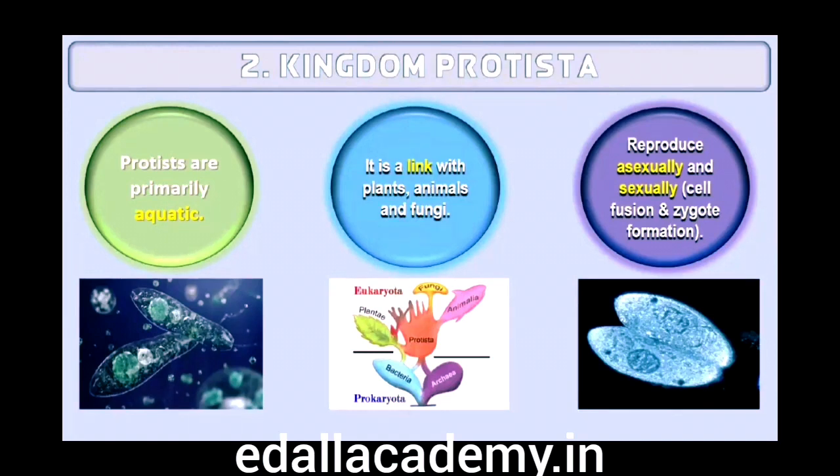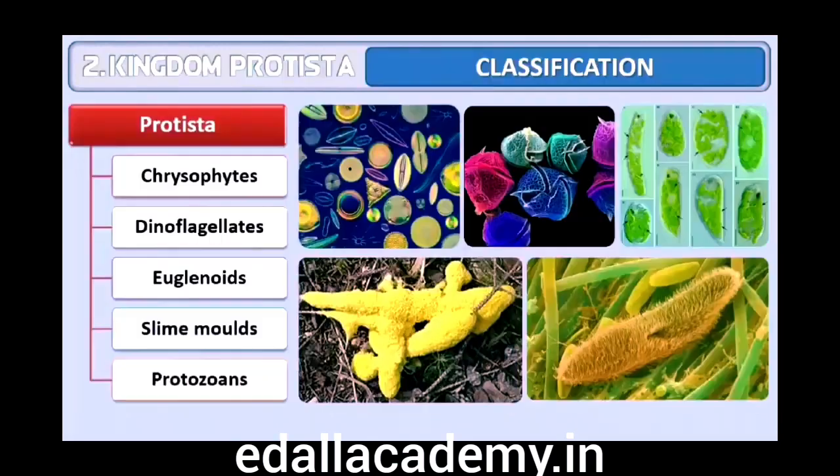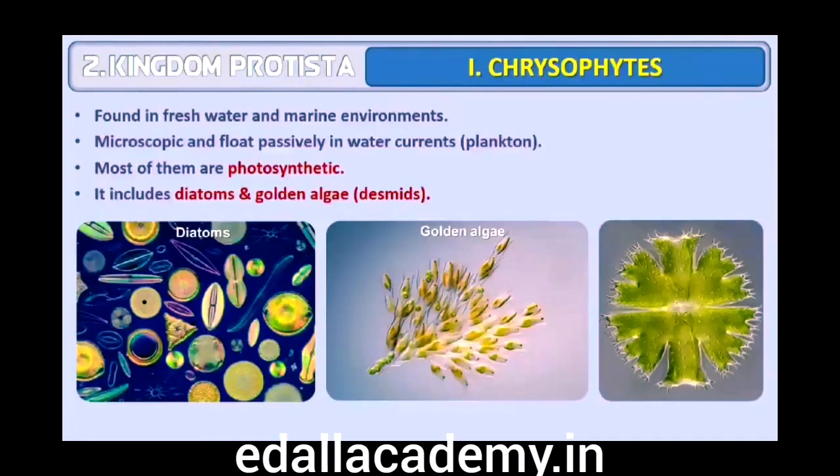Being eukaryotes, the protistan cell body contains a well-defined nucleus and other membrane-bound organelles. Some have flagella or cilia. Protists reproduce asexually and sexually by a process involving cell fusion and zygote formation. First is Chrysophytes. This group includes diatoms and golden algae, desmids. They are found in freshwater as well as in marine environments. They are microscopic and float passively in water currents, plankton. Most of them are photosynthetic.